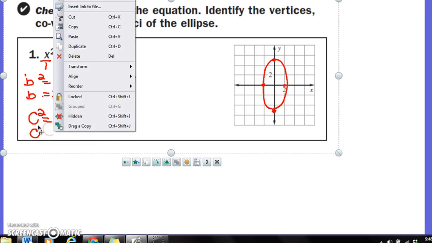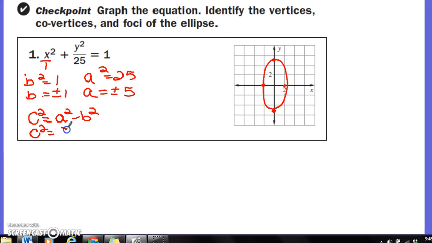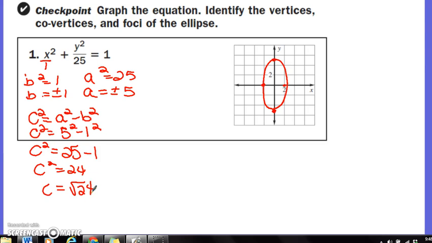So c squared equals 5 squared minus 1 squared, or 25 minus 1. So c squared equals 24, so c equals the square root of 24. And that means your foci is about 4.9. Let me write that the right way. Your ordered pair will be (0, plus or minus 4.9), because remember, your foci lives right about here, right about there. That's your foci.